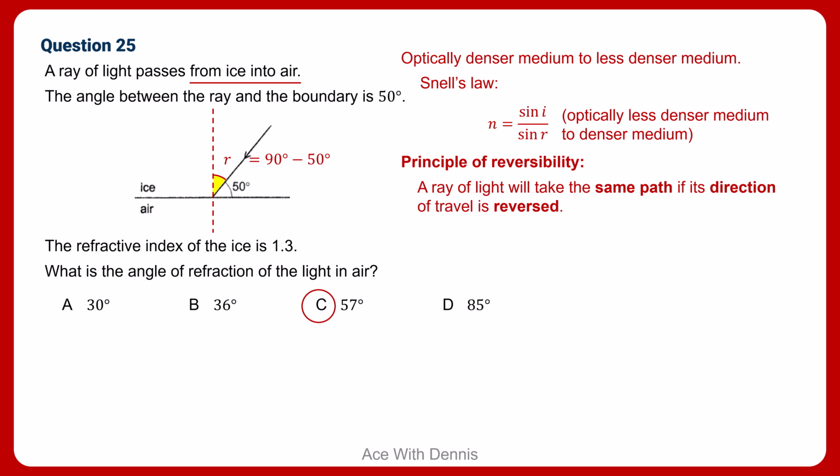We can obtain the value by taking 90 degrees minus 50 degrees, which gives us 40 degrees. Next, this angle will be the angle of incidence, and now we want to find this angle. So, using Snell's law, the refractive index is given as 1.3, which equals sin i over sin 40 degrees. Then sin i equals 1.3 sin 40 degrees. i will be inverse sine of 1.3 times sin 40 degrees, which is 56.7 degrees. Hence, the closest answer will be C, 57 degrees.